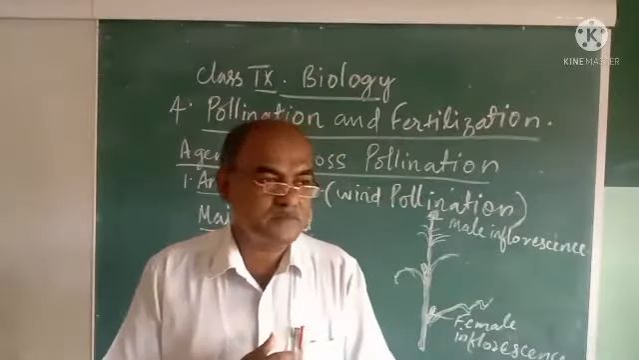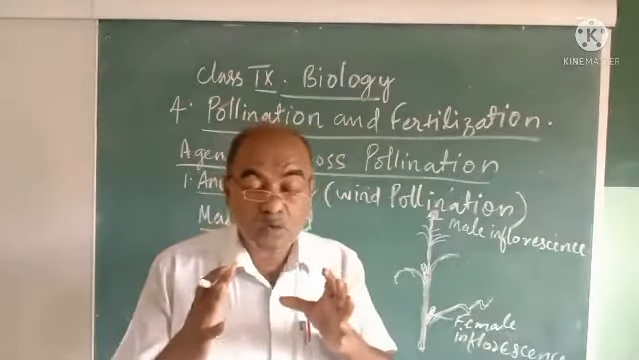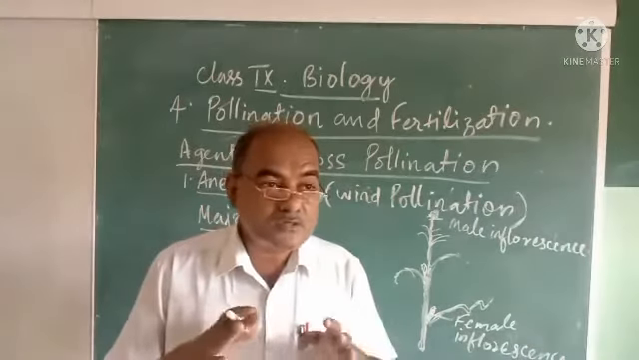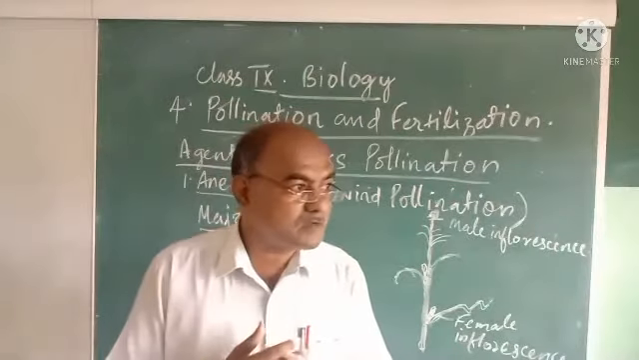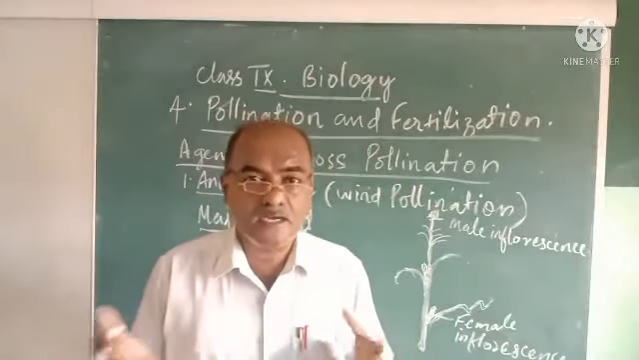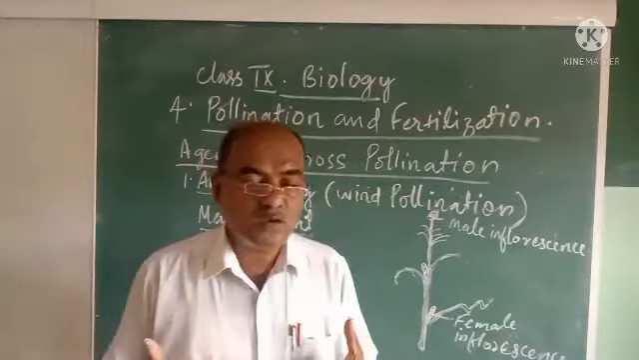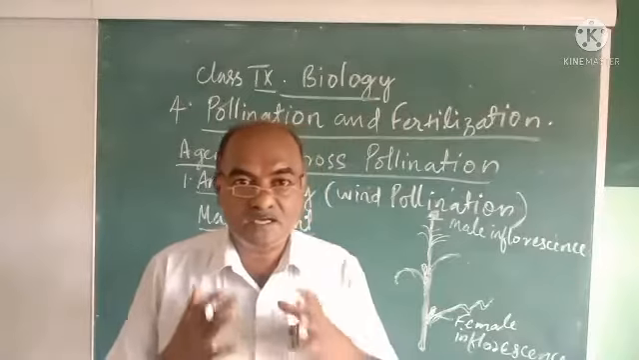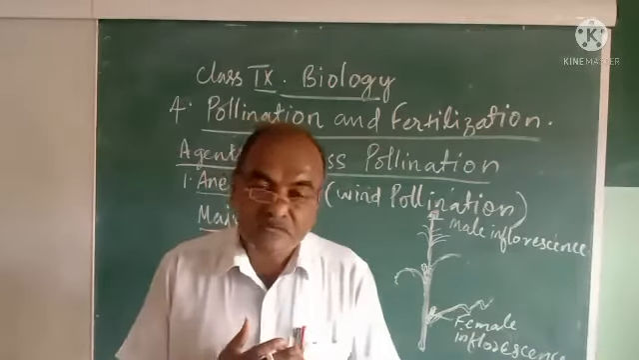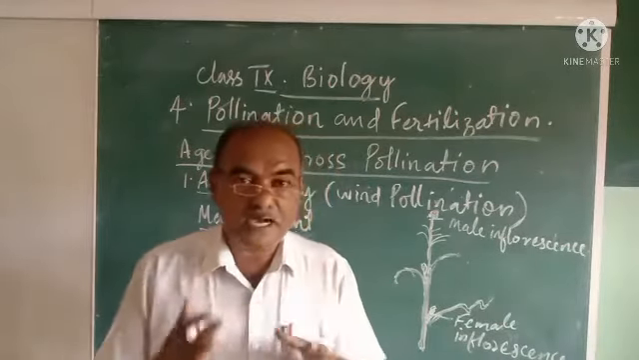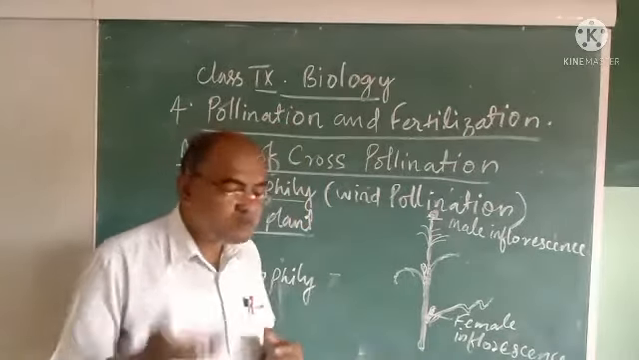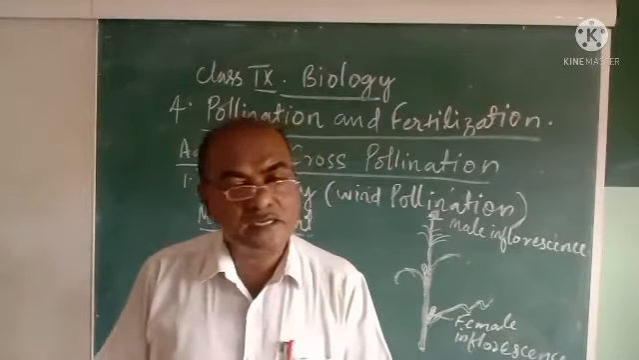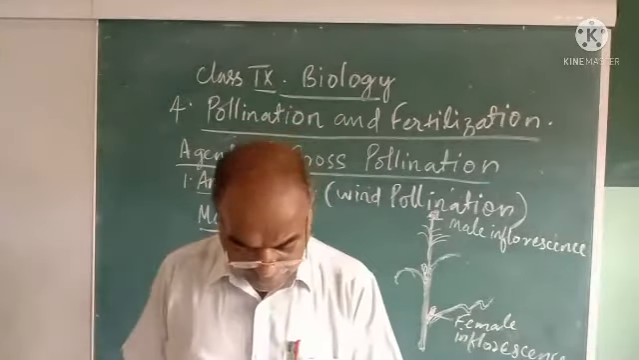At the same time, pollen grains should be produced in large quantities. It should produce more and more pollen grains, because they will be blown here and there by the wind. Many female flowers will be there, and they will require that pollen for the fertilization process. So for that transportation, more production of pollen grains is required, and it is not required to be attractive in color or to secrete nectar.